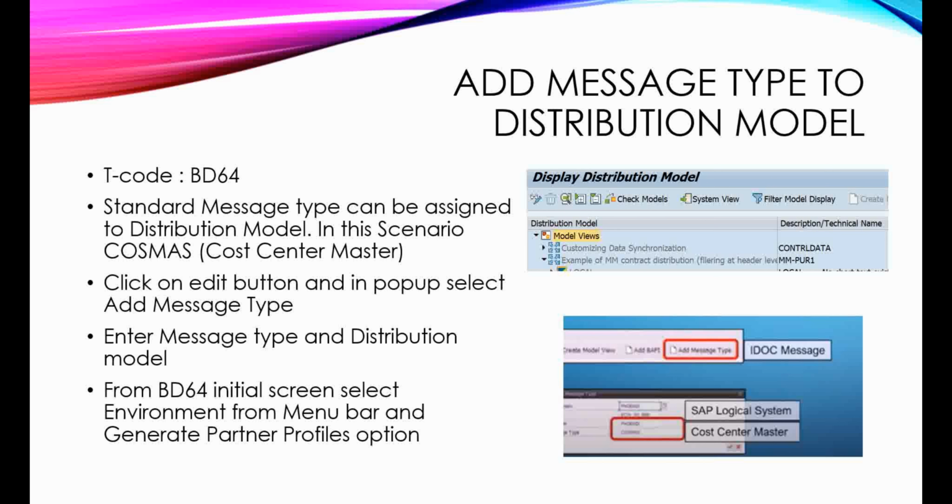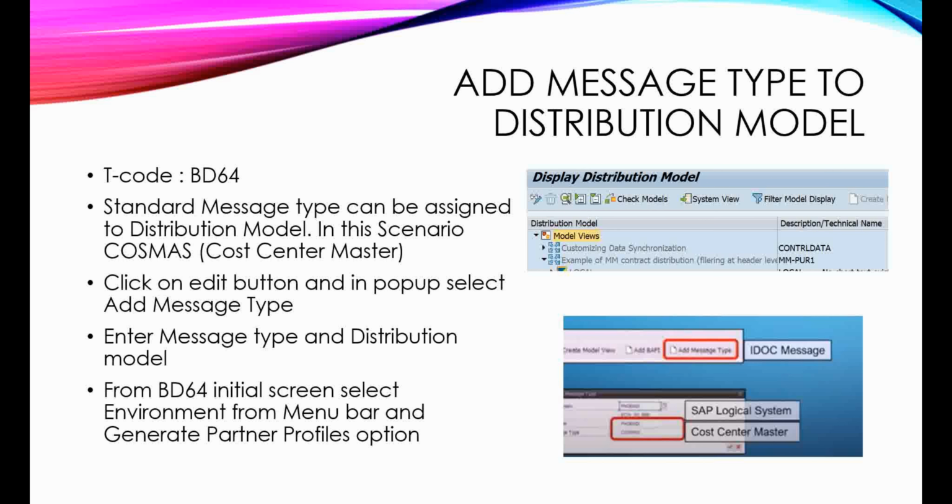In this step, we have to go to the BD64 transaction to assign the message type to the model view. After entering the transaction, just select the model view and then select the change button. The change button is shown as a pencil symbol on top. After selecting the edit button, you can see a pop-up. There we have different options like create model view, add BAPI, or add message type. Here we have to select the add message type option.